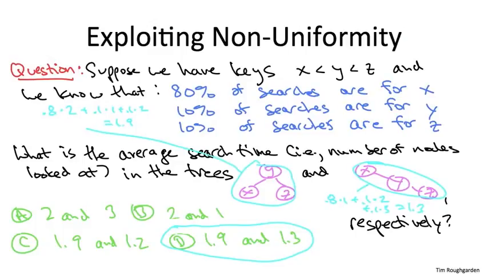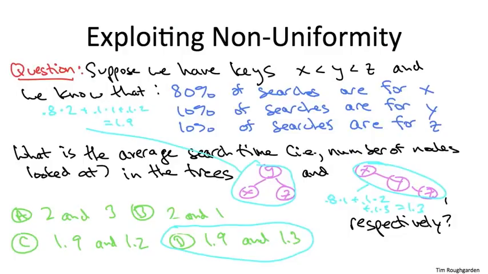All right, so the correct answer to this quiz is the 4th option, 1.9 and 1.3. To see why, let's just compute the average search time in each of the 2 proposed search trees. In the first one, with y at the root, 80% of the time we're going to suffer a search time of 2 whenever we look for x. We have to look at the root y, then we look at the x. So we pay 2 80% of the time.